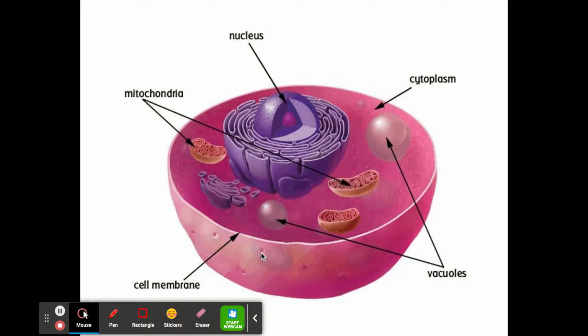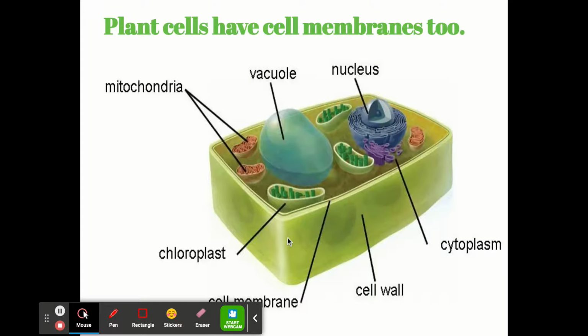Okay, and again, here's the cell membrane. Plant cells have cell membranes too. It's just that they have another outer layer outside of the cell membrane. So the cell membrane is here on the inside, and then on the outside is a cell wall. We'll talk a little bit more about the cell wall later, but all cells have cell membranes.